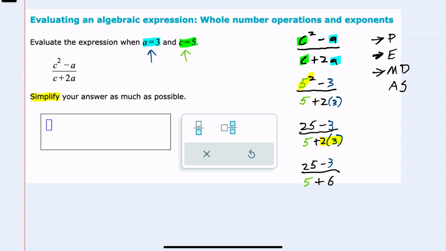And from here, in both the numerator and the denominator, I have just addition and subtraction. So subtracting in the numerator, 25 minus 3 is 22. In the denominator, 5 plus 6 is 11. And now that I've simplified the numerator as much as possible and the denominator as much as possible, I can do this division or simplify the fraction. Here, 22 divided by 11 simplifies to just 2. So we have simplified as much as possible.